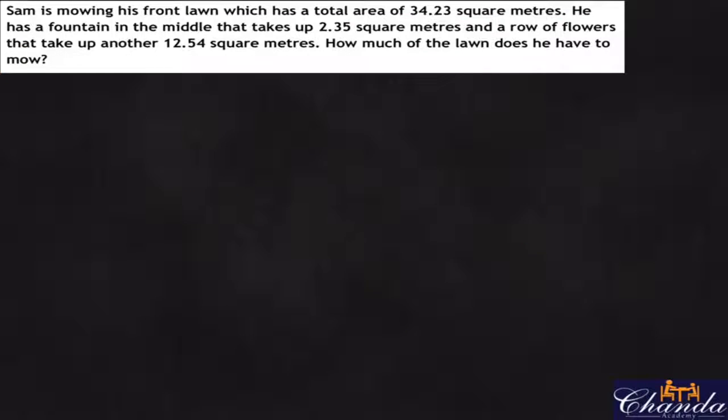So this question says, Sam is mowing his front lawn, which has a total area of 34.23 square meters. He has a fountain in the middle that takes up 2.35 square meters and a row of flowers that take up another 12.54 square meters. How much of the lawn does he have to mow? Okay, just like before, let's quickly draw this out. So imagine that's his lawn there.